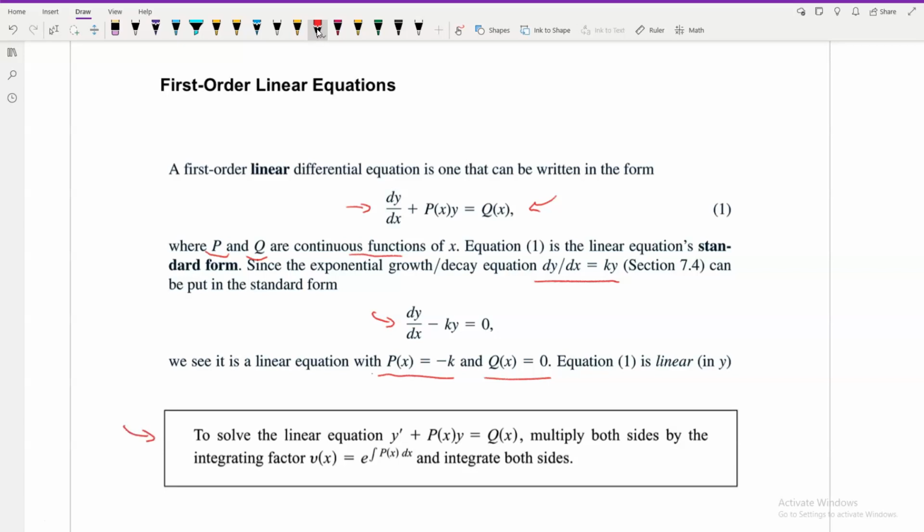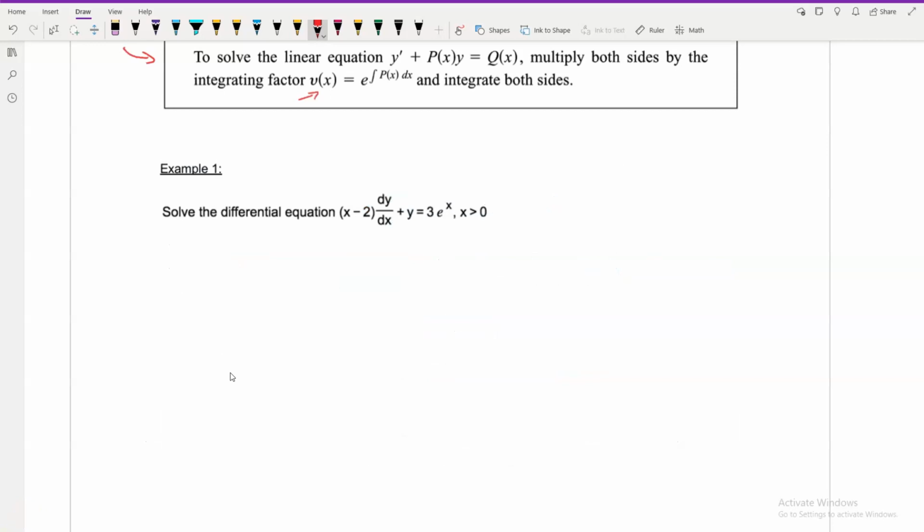So here is how we can solve. To solve the linear equation y' + p(x)y = q(x), multiply both sides by the integrating factor, which is v(x) = e^(integral of p(x) dx), and then integrate both sides. Example: solve the differential equation (x - 2) dy/dx + y = 3e^x, and x is greater than 0.